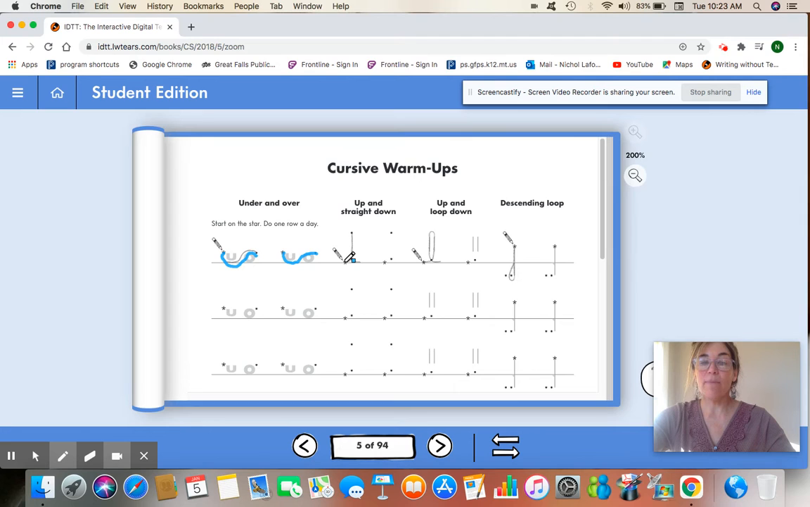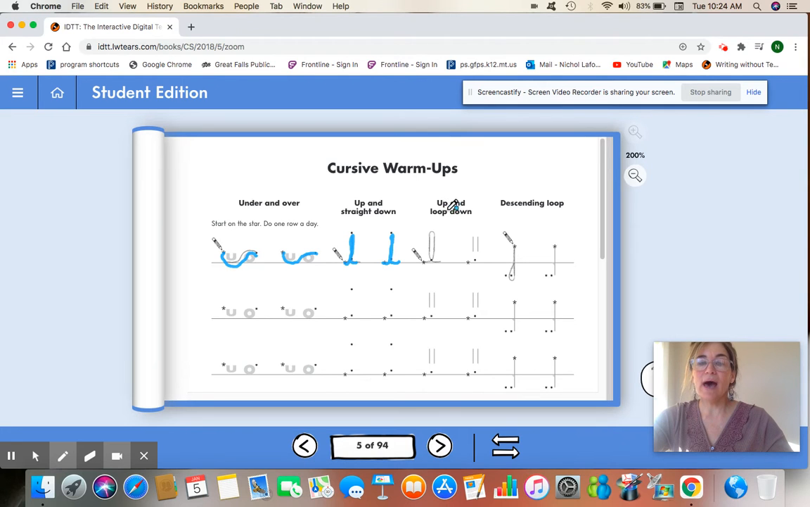Now we're going to try up and straight down. Start at the star. We're going to go up and straight down. All right. That doesn't look very good because there's no loop there. It should just be straight up and down. So Mrs. Rooney is going to try again. Go up and straight down. There we go. And here we go again. We get to do this one on our own. There's no line. We're going to go straight up, and then we trace straight back down, just like that.